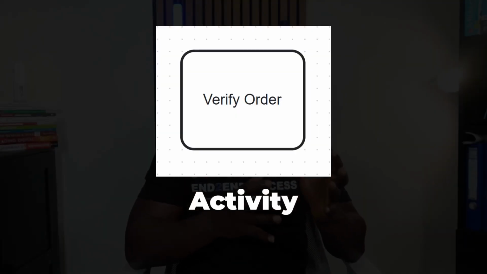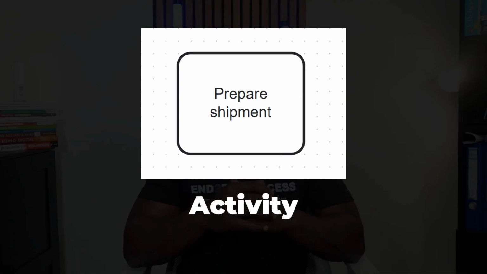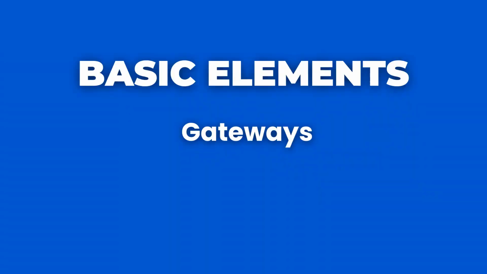Activities. These are the tasks or actions in your process, represented by rectangles with rounded corners. For example, verify order or prepare shipment. An activity can be a quick task or a more complex sub-process. Think of them as the concrete steps you perform.